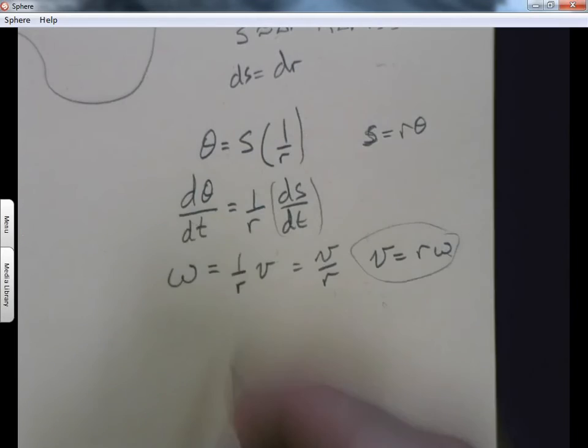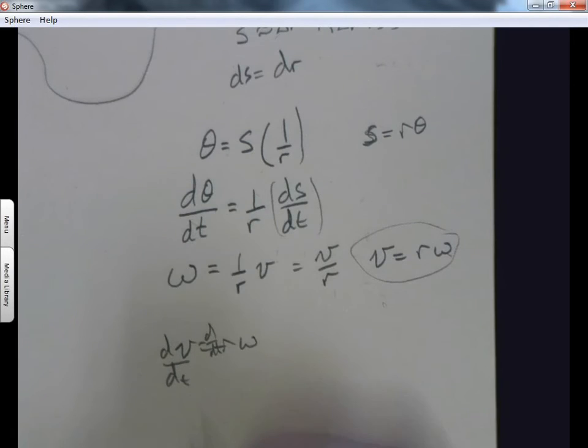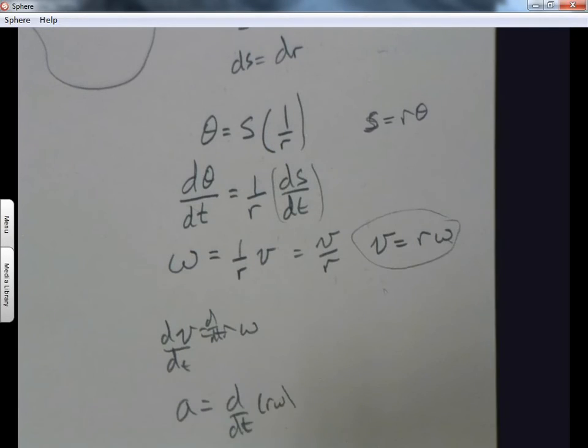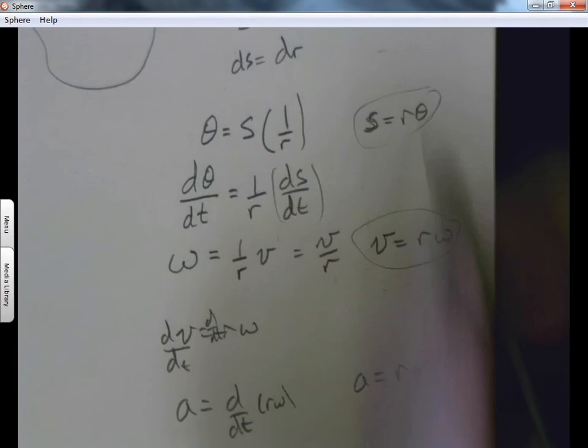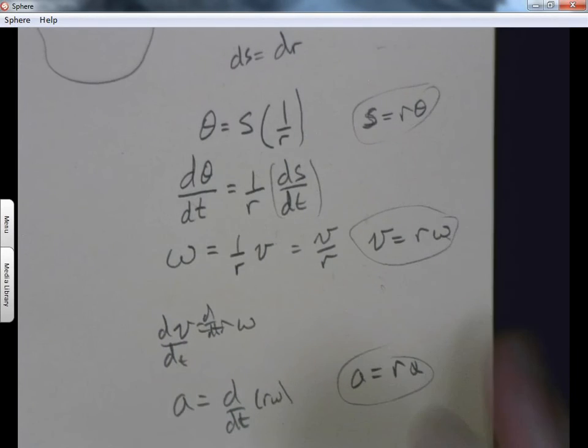Okay. And then if we take v equals r omega and we d dt both sides, dv dt is going to equal acceleration, and then d dt of r omega. Well, r is a constant, so it's just the derivative of the omega, and that becomes alpha: a equals r alpha. And these are the three rotational equivalents. However, there's one more. This is the tangential acceleration.